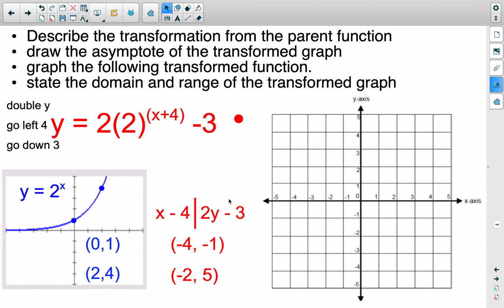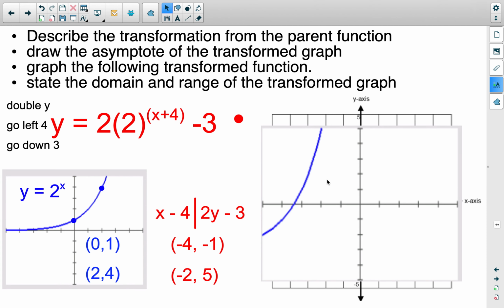And then my y transformations, I'm going to double first because that's my multiplier. It's important to do that. So double my y's and then subtract 3. So if I double 1, I'm at 2, and then subtract 3, I'm at negative 1. If I double 4, I'm at 8, and then subtract 3, and I'm at 5. So when you graph these, you can see, I didn't highlight them, I apologize, but negative 4, negative 1, you can see that point right here. And negative 2, 5, you could see up here.